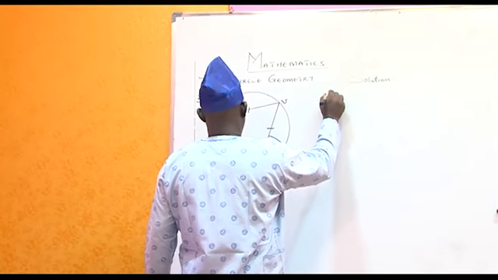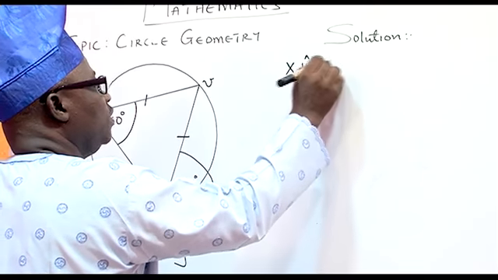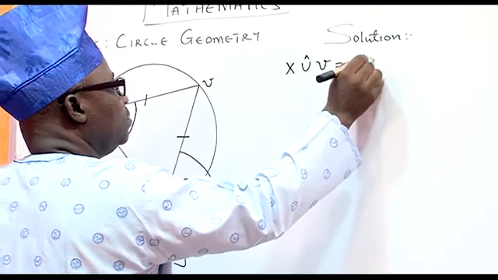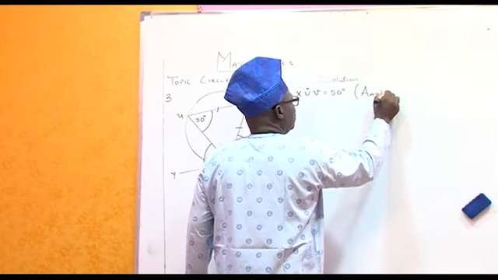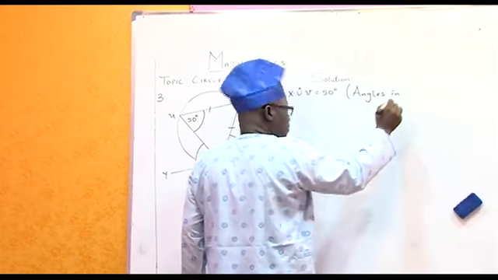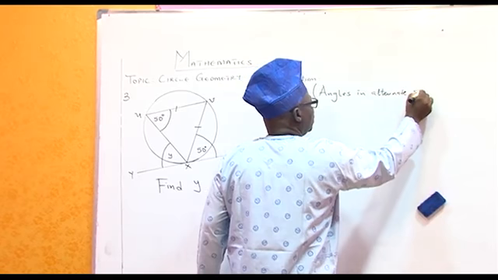Angle XUV is 50 degrees. Reason: angles in alternate segment.